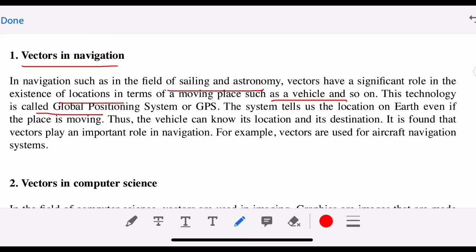The system tells us the location on Earth even if the place is moving. Thus, the vehicle can know its location and its destination. It is found that vectors play an important role in navigation. For example, vectors are used for aircraft navigation systems.